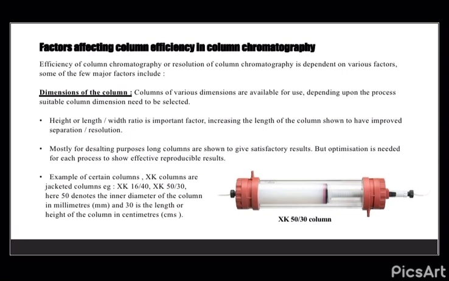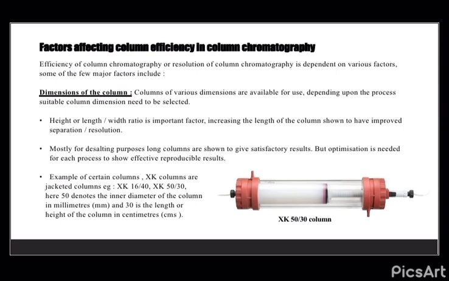Fine. The examples of certain columns are XK columns, jacketed column. So let me just tell you what a jacketed column is. Jacketed column is one which has indentations on the inner tube to support packing material. So the examples are XK 16/40, XK 50/30.